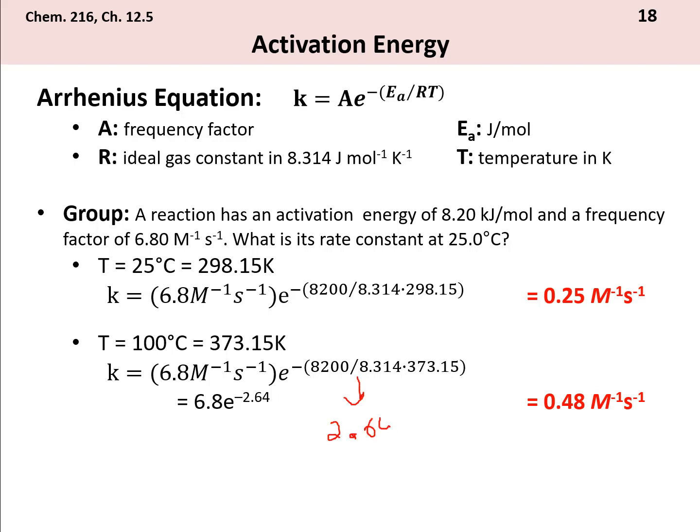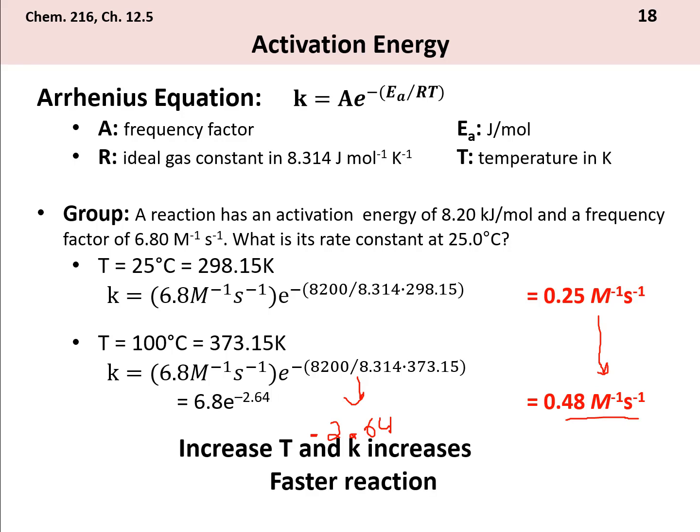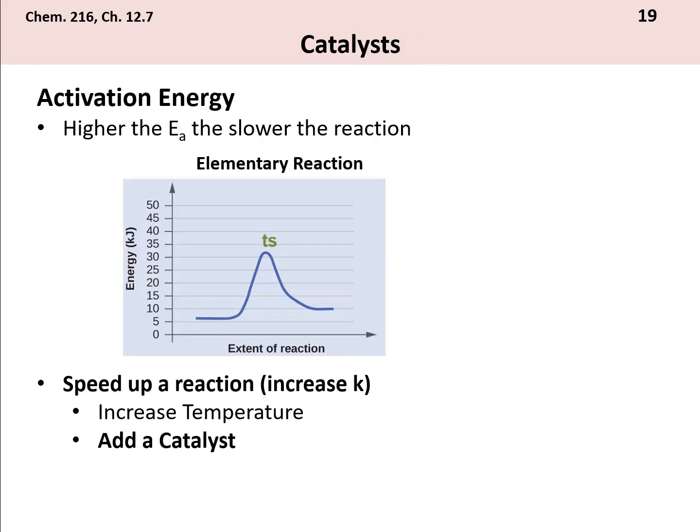Okay? Why? Because I increased temperature, and temperature's in the bottom, so that's going to get me a smaller number, but because it's negative, okay, I get a K from this of 0.48 molar to the negative 1 second. So what happened? I increased temperature, and my K increases. My reaction became faster, right? Remember, high K means it's faster, okay? Increased temperature, K increases.